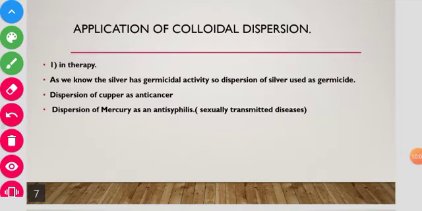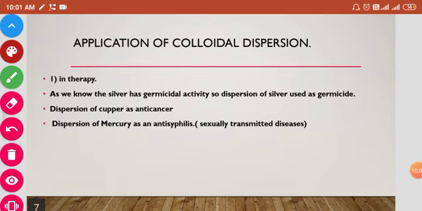So let's see some applications of colloidal dispersion. Our first application is in therapy. As we know, silver has germicidal properties, so in many therapies, silver is used as a germicidal. Dispersion of silver. Another example is dispersion of copper, which is used in chronic diseases like cancer. Third is the dispersion of mercury. Mercury is used against a common sexually transmitted disease, syphilis. So dispersion of mercury is used as an antisyphilitic.